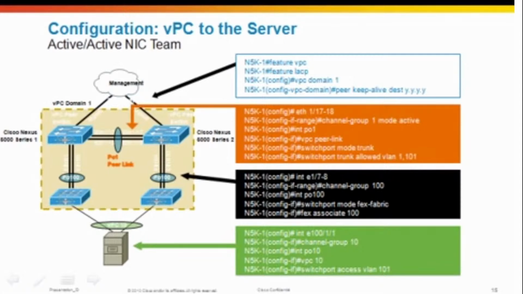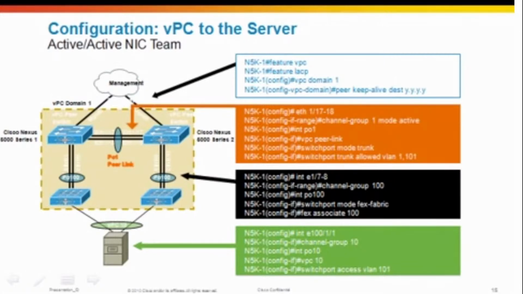First, we need to enable VPC. So we'll go ahead and do feature VPC. We'll also enable LACP, so feature LACP. We'll configure a VPC domain number. So, for example, we'll pick a number, and this number has to match on both switches. So in this one slide here, you will see the details of configuration for 5K1. They will have to be duplicated on the other switch as well.